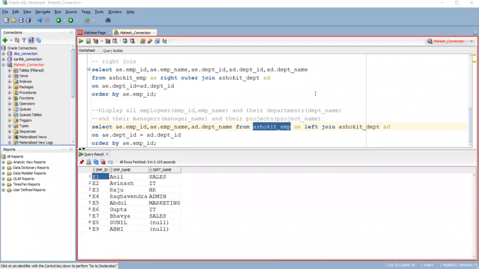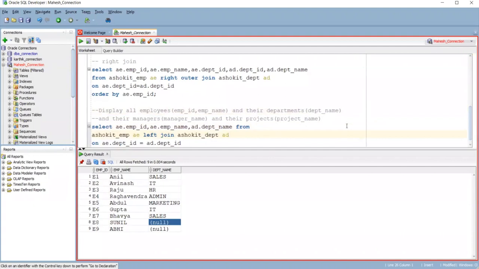Anyone? Okay then. The data we are seeing on the screen contains the Ashokit employee table with all employees' information. We do not have matching departments in the department table. That's why we are getting null values from the right hand side selected columns. We selected employee ID and employee name from the employee table, and the department name from the department table. Now we need to join with what table, sir?